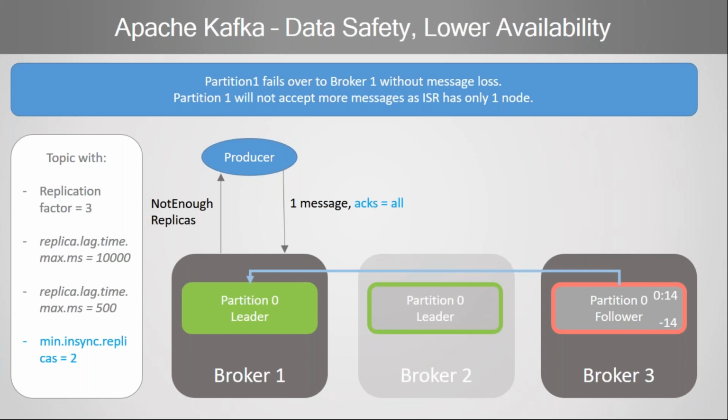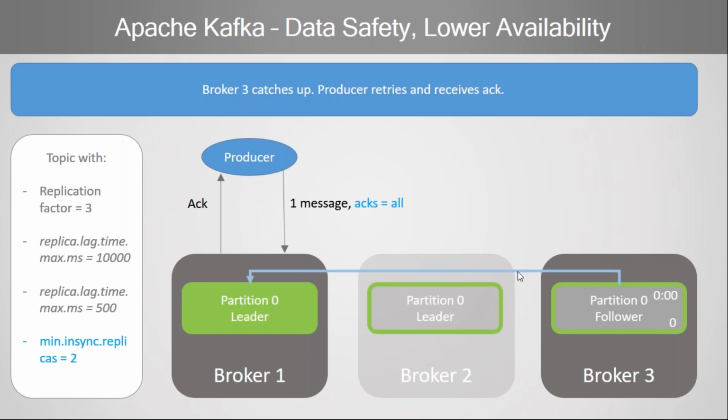So what will happen now is the producer sends a message saying ACKs equals all, and the broker will respond with not enough replicas because it doesn't have enough replicas in the ISR. And broker 3 finally catches up, and now it's able to acknowledge messages because broker 3 has joined the ISR, and the ISR is 2, and so it can now respond.